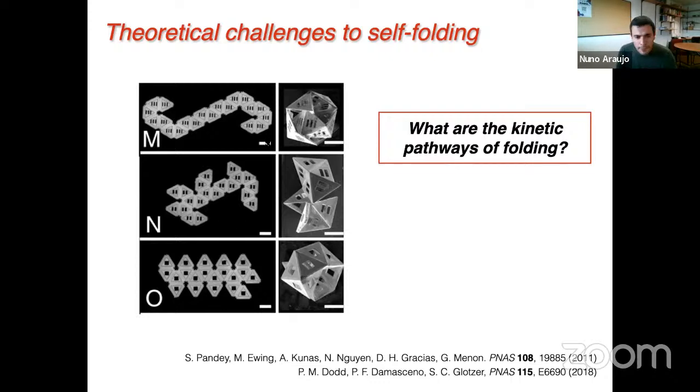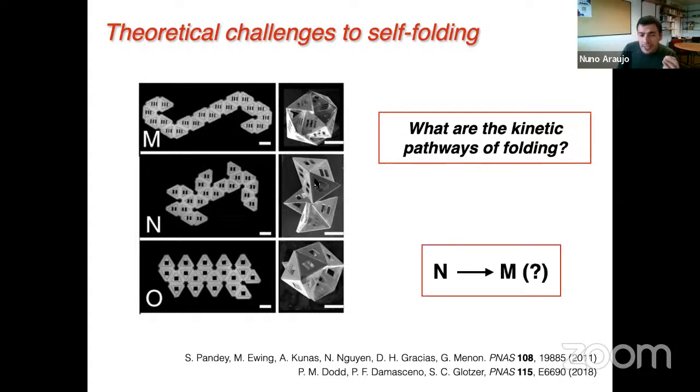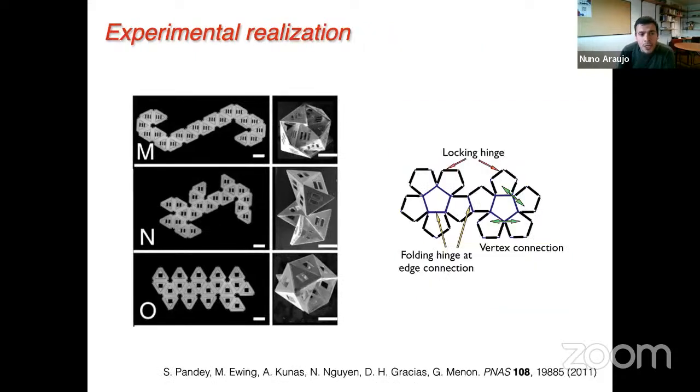What are the structures that are formed? How do they depend on the initial configuration? And so we are really looking at a problem of N to M, where N is the number of possible templates and M is the number of possible folded configurations. And we don't even know for each template how many possible final states exist.